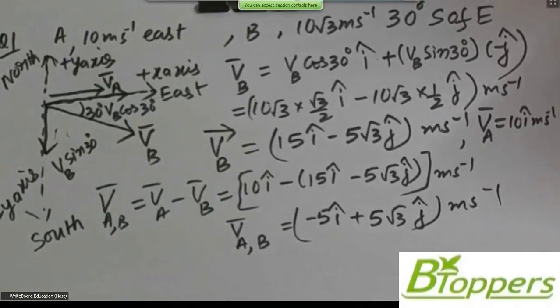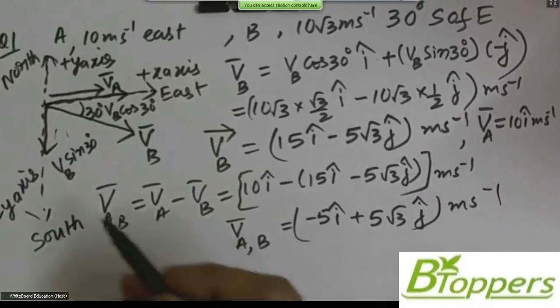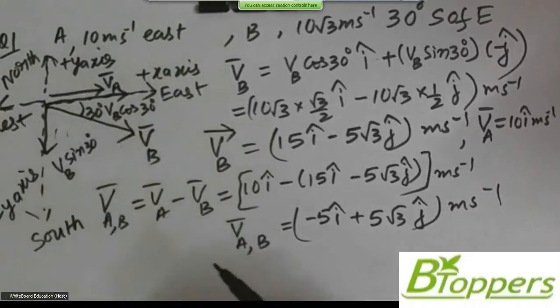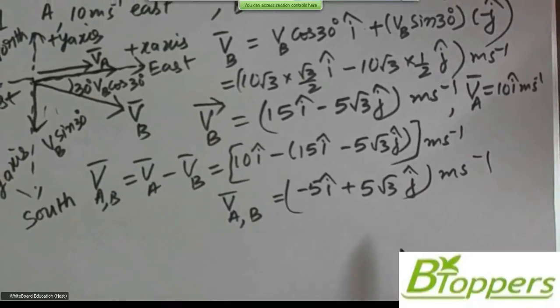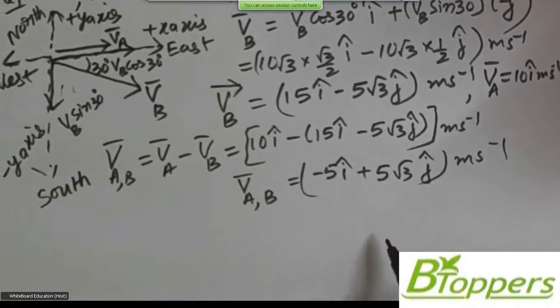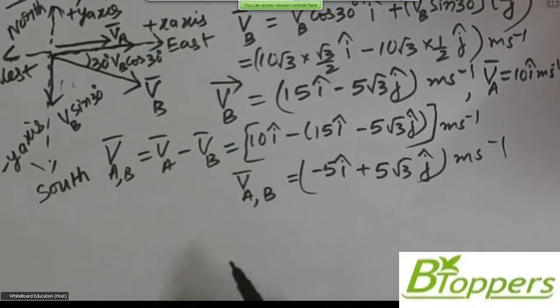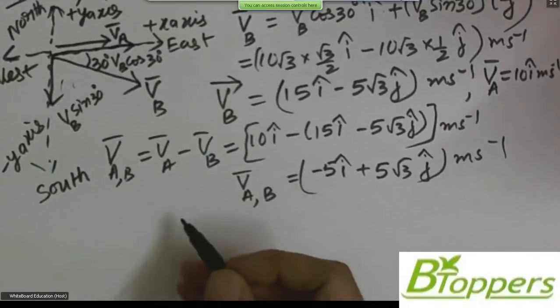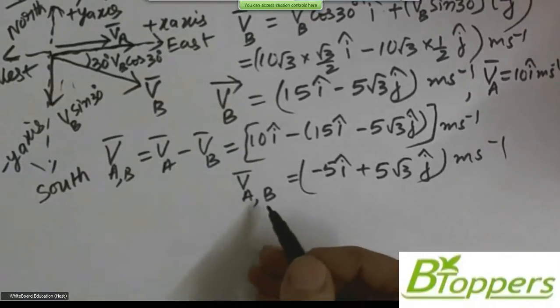So relative velocity of A with respect to B has a rectangular component of magnitude 5 meter per second towards negative x-axis, means towards west. And a rectangular component of magnitude 5 root 3 meter per second along positive y-axis. So you can draw a separate figure showing the components of the velocity of A with respect to B.